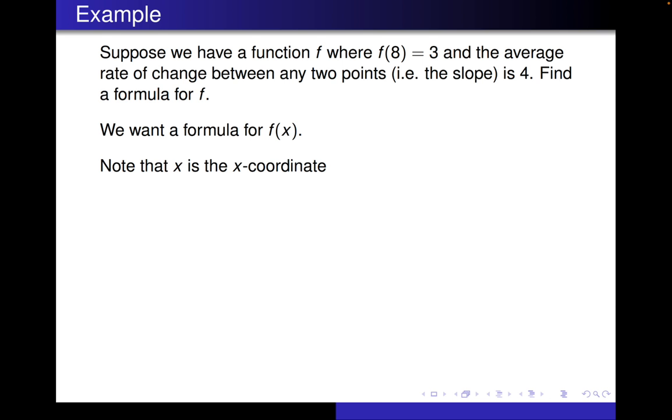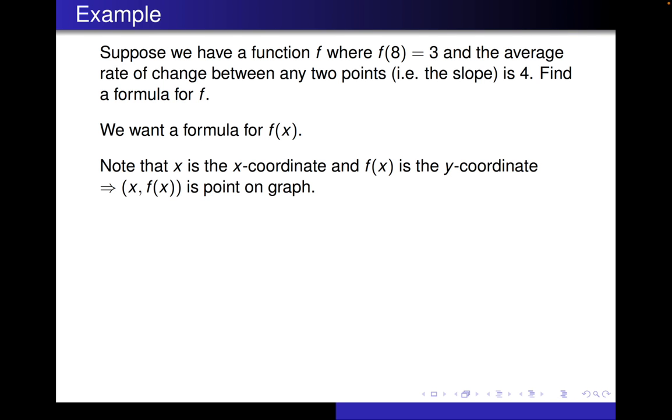Yes, x is the x-coordinate. Also important is that f of x is the y-coordinate. So if we think of this as an ordered pair on the graph, the point has x coordinate x, y coordinate f of x, so we get x comma f of x. That's going to be a point on the graph. Second of all, we know that 8 comma 3 is also a point on the graph, because if 8 is the input, 3 is the output. So 8 is the x coordinate, 3 is the y coordinate.